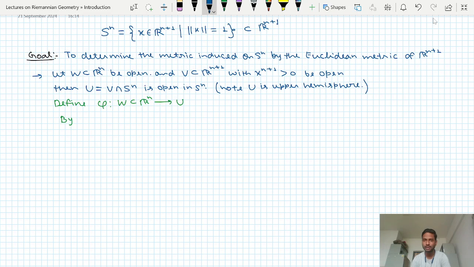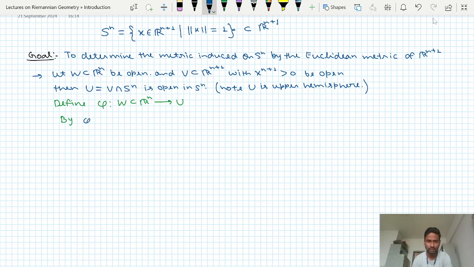Why am I doing this? Because you can't have a homeomorphism of the entire sphere to some open subset of Rn. One simple reason I have already told you why this is not possible is that the entire sphere is compact, while Rn is not. So how can they be homeomorphic? They can't be homeomorphic to each other as a whole. Okay, so you will have to divide it into parts. That's what's happening. So how do I define this phi?